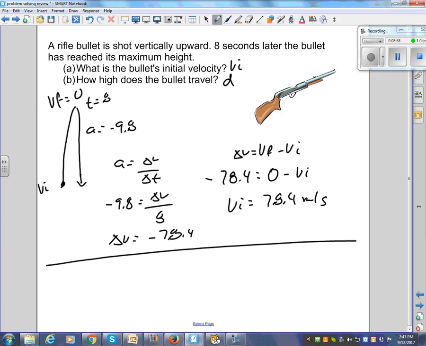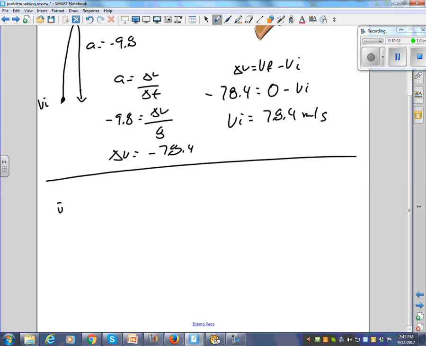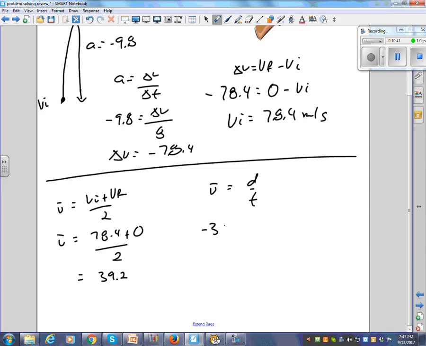And to find the height, we're going to have to use the average. Well, we don't have the average just yet. That means the average is 39.2. No, the initial is positive, right? It's going up, Josh, so the average is positive. Now we're going to multiply that by 8. 313.6. Not negative, 9.8, John. That's pretty high.